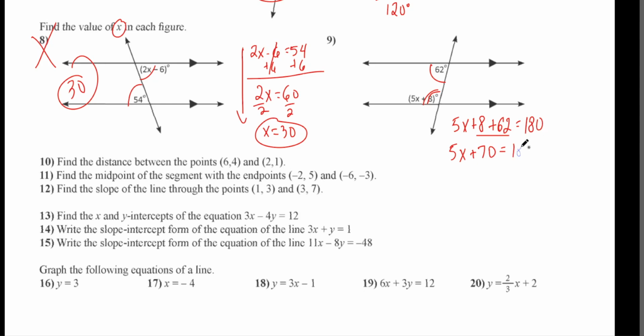And then that's 180. Then we do the same steps that we did over here, okay? Get rid of that number first. We get rid of it by subtracting because it was being added. That cancels. Bring down the 5x. What's 180 minus 70? 110. Divide both sides by 5. What's that? It's 22. And that's all you had to do.